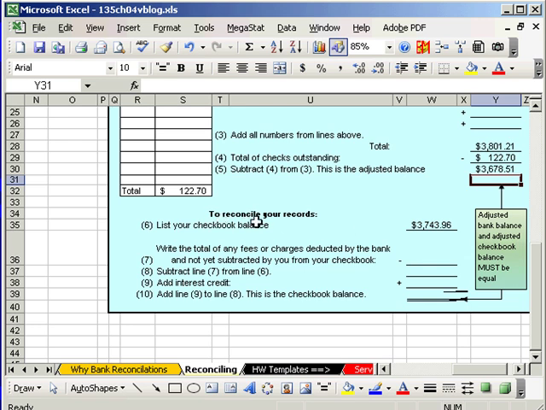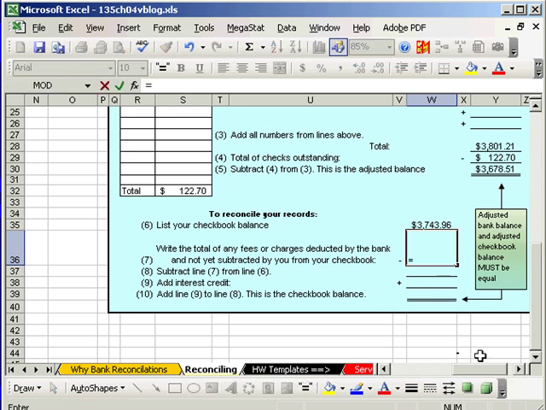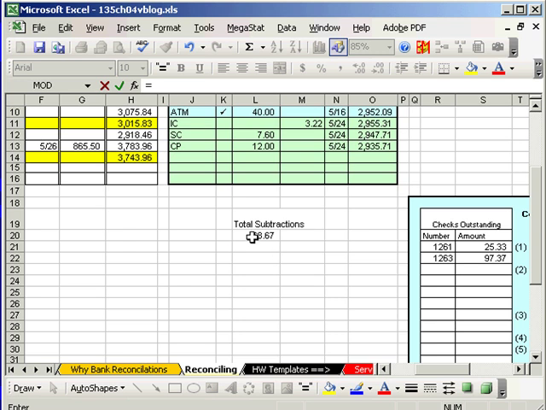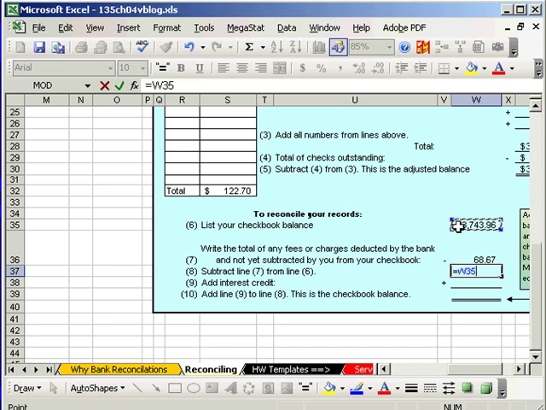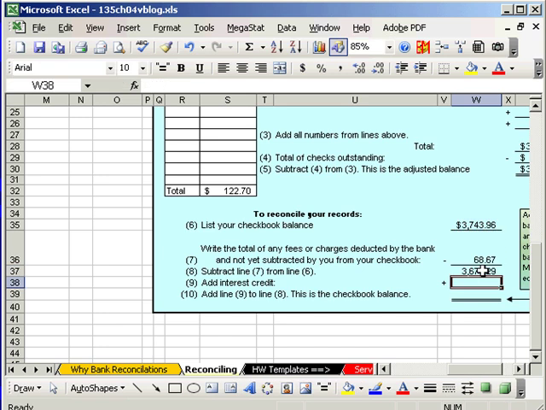All right, now let's read these. To reconcile your records, list your checkbook balance. Okay, so we got it there. Write the total of any fees or charges deducted by the bank and not yet subtracted by you from your checkbook. Hey, that's even worded kind of nicely, so it's easy to understand. Well, we already added up all these subtractions, so I'm going to say equals. And there it is. I'm going to click on that. Enter. Now, subtract line 7 from 6 equals our balance minus all of the subtractions we don't know about yet. All right, there we go.